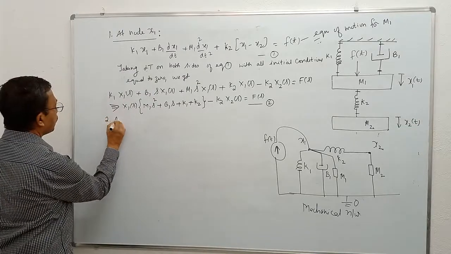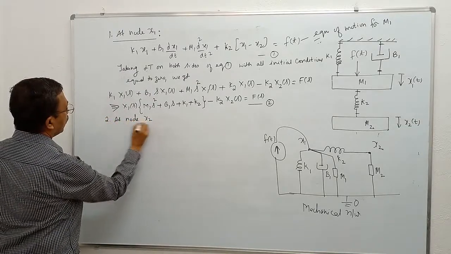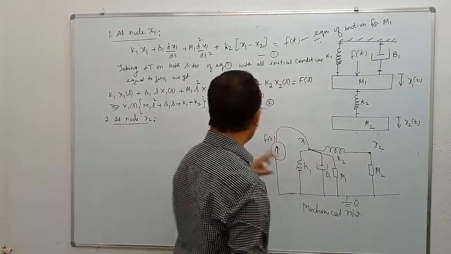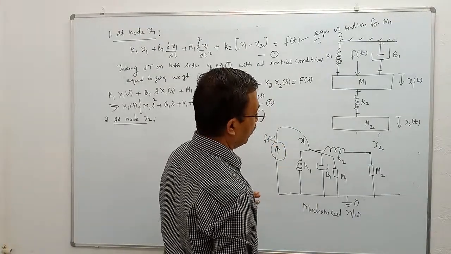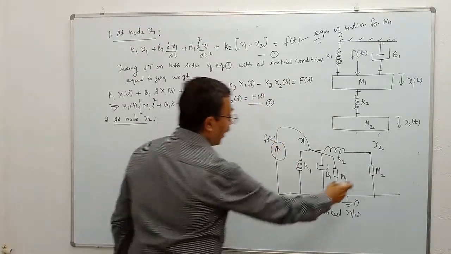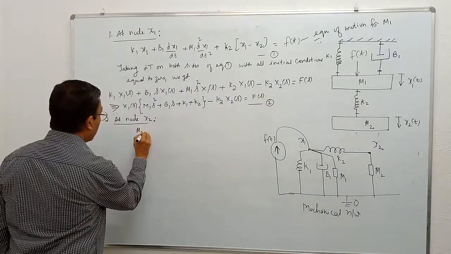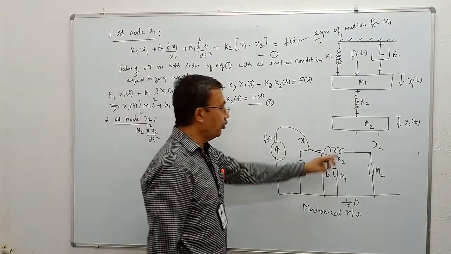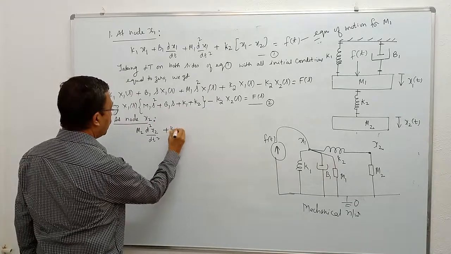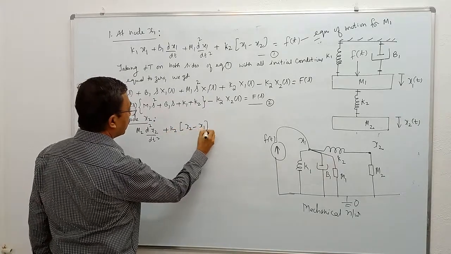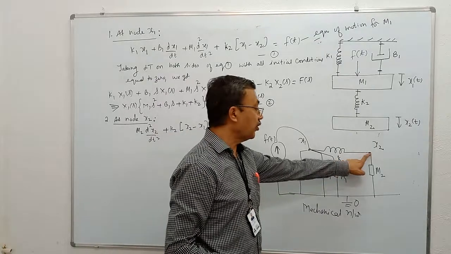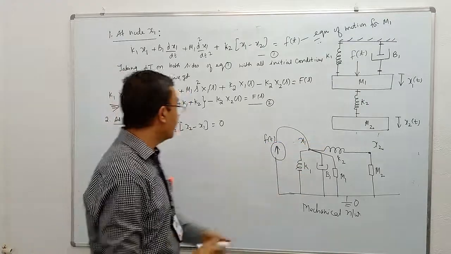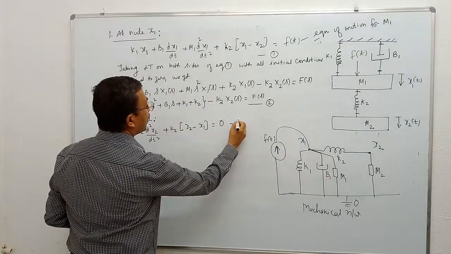Second one at node x2. At node x2 we have got only two elements, therefore there will be only two terms in the equation and both will be reactive forces. What is reactive force in M2? It is M2 into d square x2 by dt square. What is reactive force in K2? Plus K2 into x2 minus x1, x2 minus x1 because we are writing the equation at node x2, is equal to 0 because there are no applied forces at node x2. This is equation 3.